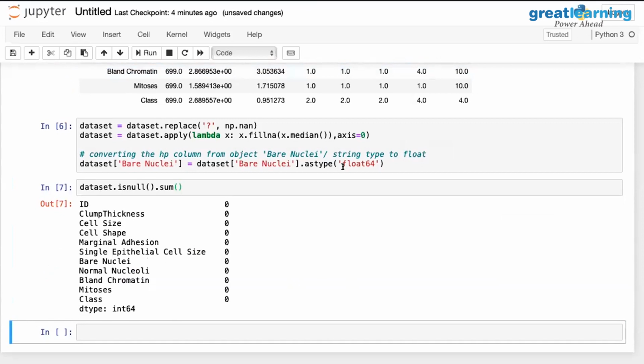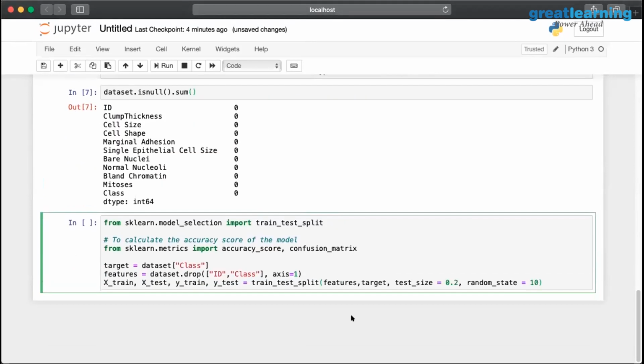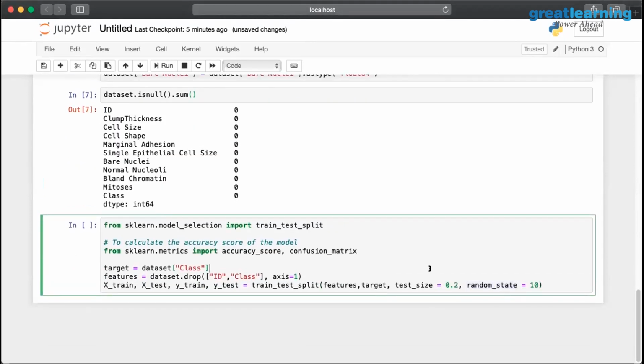Now let's start building the model. Let's create the train test split first, and let's create the feature set. Can someone explain why we need a random state and what's the objective behind it?